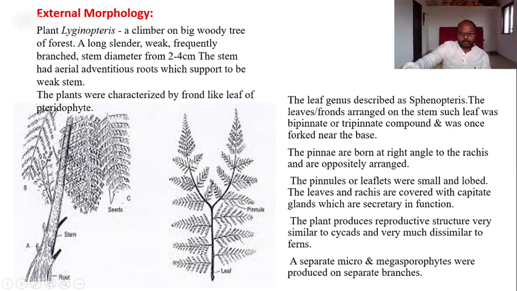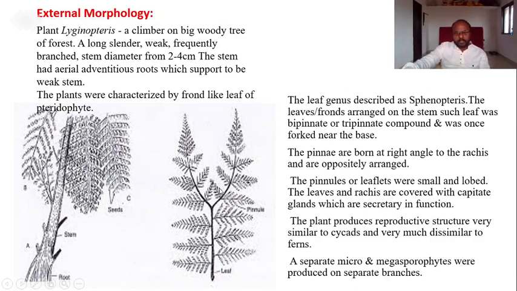The leaves or fronds arranged on the stem were bipinnate or tripinnate. That means in some specimens there are bipinnate leaves, and in some specimens there are tripinnate compound leaves, and at the base it is once forked, as well as at the apex there is also a forked structure we can observe here.